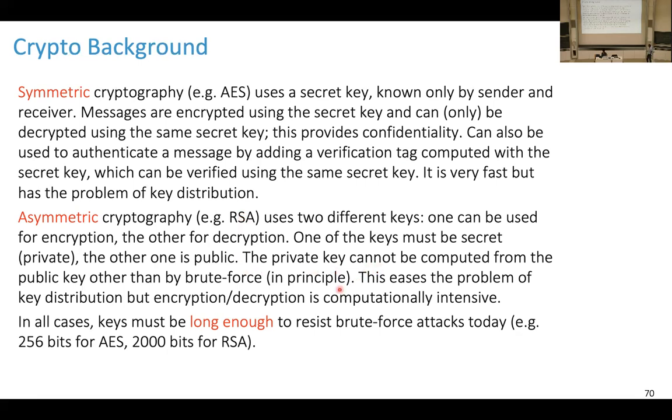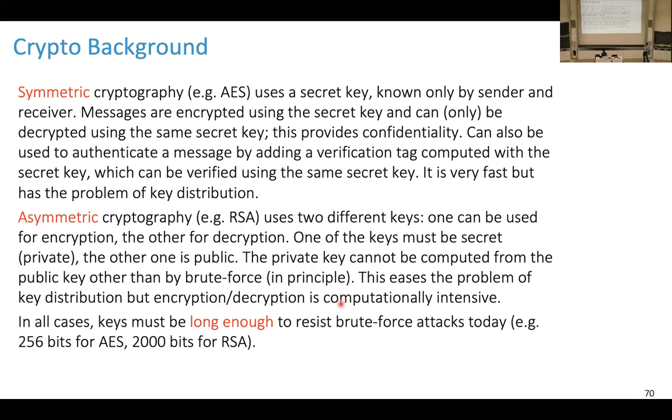So this solves the problem of key distribution, but there is a drawback. This is very efficient, very good, but there is a drawback. It takes time to compute these things. To do the encryption and decryption, it can take a long time.